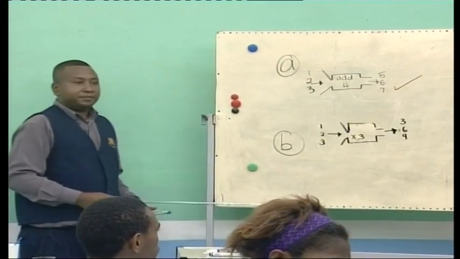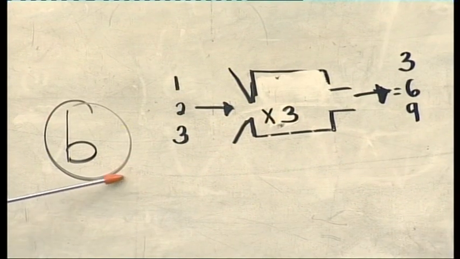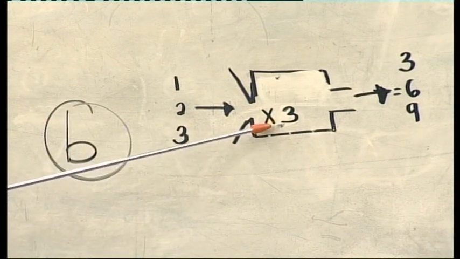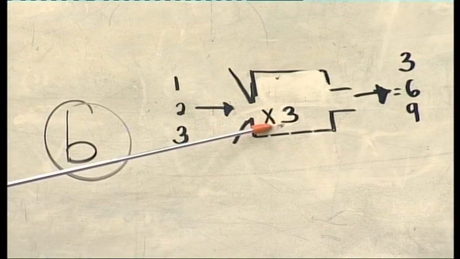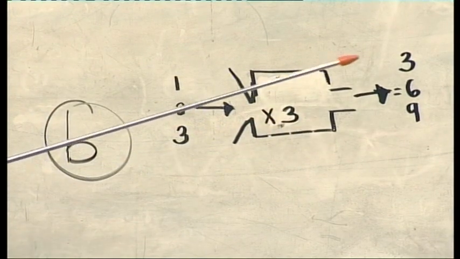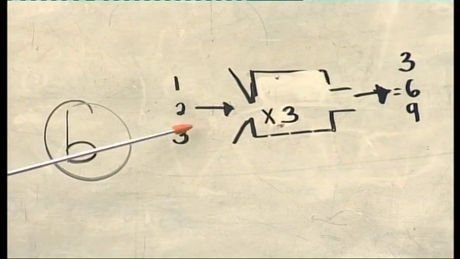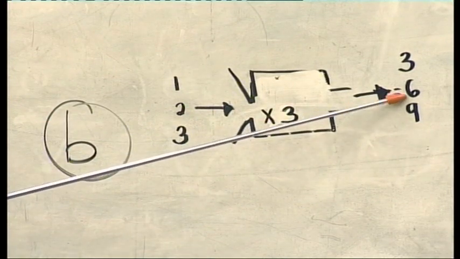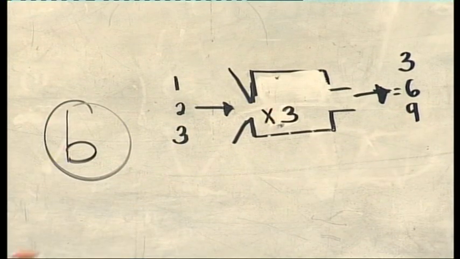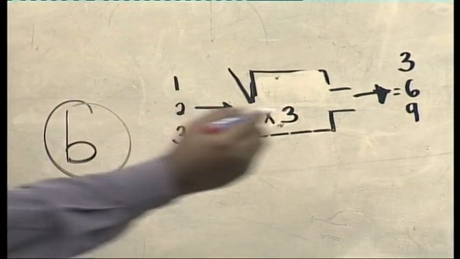Exercise B. All the inputs, 1, 2, 3, yes. Now the mixer says what? Mixer says multiply by 3. So 1 times 3 is equals to 3. Very good. 2 times 3 is equals to 6. 3 times 3 is equals to 9. So is the function machine with all the functions correct? 7Es and receiving students, all correct? Okay, give yourself a tick.